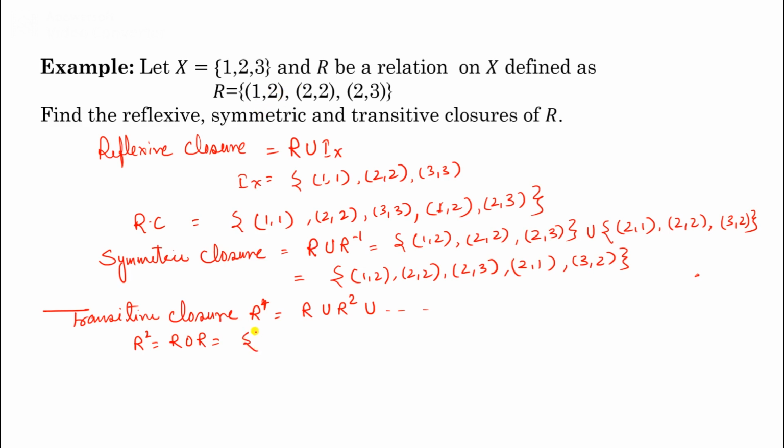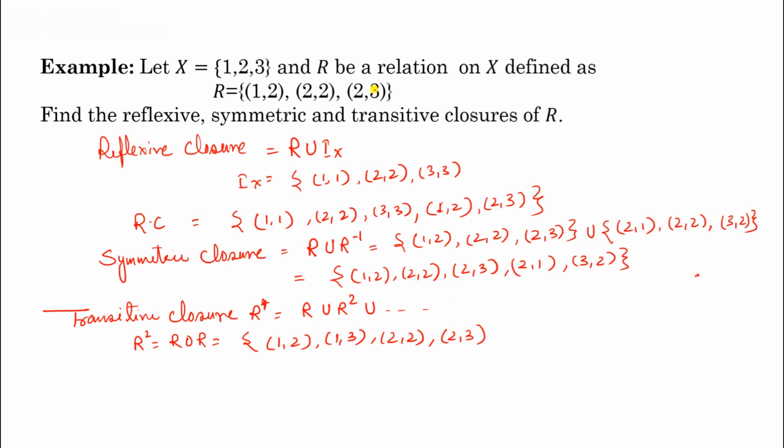you will find (1,2) and (2,2). It means the first element will be (1,2): 1 is related to 2, 2 is related to 2. Now 1 is related to 2 and 2 is related to 3, so the next element will be (1,3). Now check (2,2): 2 is related to 2 and 2 is related to itself, so the next element will be (2,2). Now 2 is related to 2, 2 is related to 3, so (2,3) will be there.